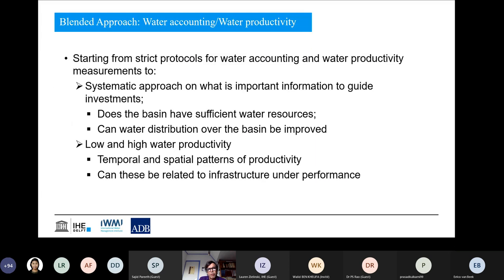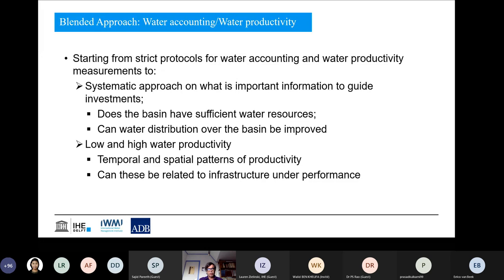So what has changed is, like I said, we start from strict protocols. This is water accounting, this is water productivity, and what you exactly need. For example, in water productivity, one of the things that sometimes feels like the purpose is that you need so much information on crop calendar, crop requirements, crop timings, and that reduces a bit the advantage that you have from remote sensing, looking at it from space and having regular images. So we have looked, can we blend this a little bit?